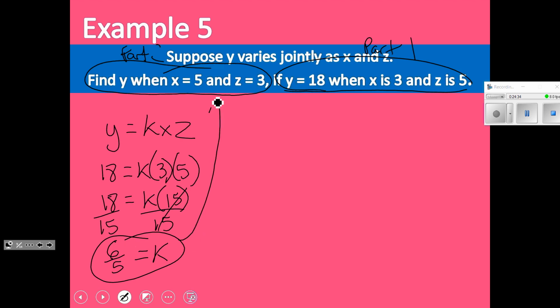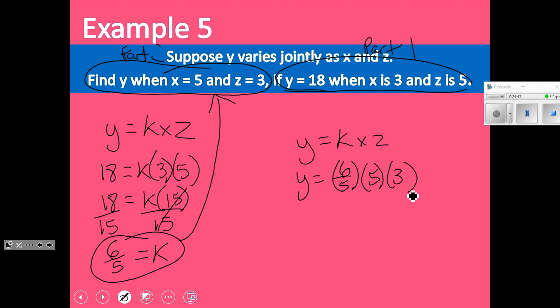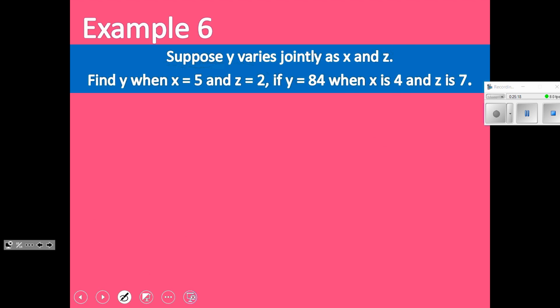So now let's use that with part 2. Y equals kxz. So y equals 6/5 times 5 times 3. So what's your answer? Fives cancel. So what are you left with? 18. And someone said earlier, Miss Gordon, why did they just do the same thing again? Well, they didn't really, because they switched the variables. But in this case, x times z is going to be the same thing as z times x. It's not going to matter if you switch it around. All right. So you try that one, and then we'll go to the last type.